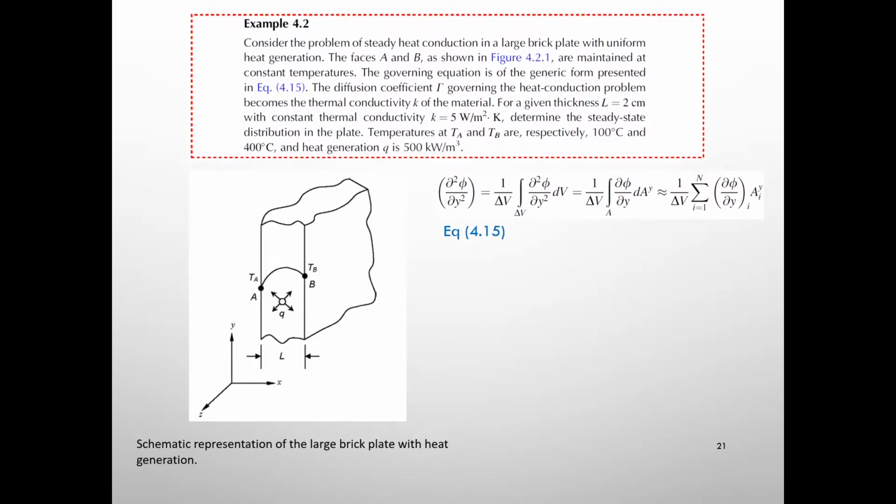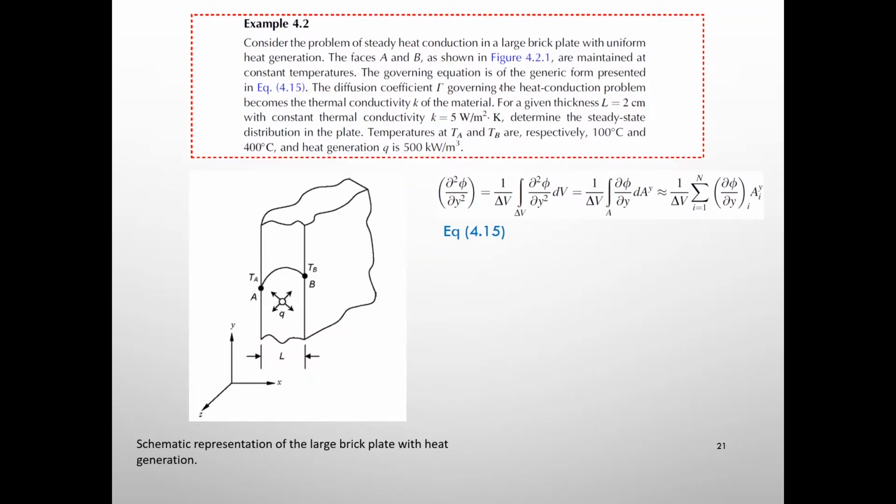Here we take an example in discretizing the governing equations. Consider the problem of steady heat conduction in a large brick plate with uniform heat generation. We have two faces, A and B, as shown in the figure below, that are maintained at constant temperature.